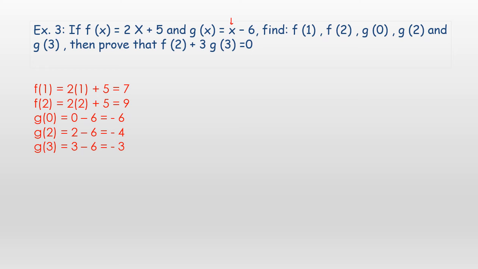Then we want to prove that f of 2 plus 3 g of 3 equals 0. Our left hand side is 9, because f of 2 equals 9, plus 3, the constant value here, times g of 3, which is negative 3. So f of 2 plus 3 g of 3 equals 0, which equals the right hand side.